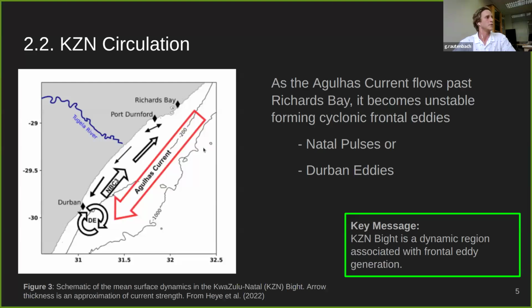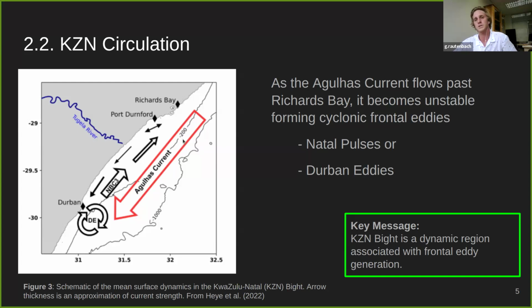The KwaZulu-Natal Bight is a section that falls between Richards Bay in the north and Durban in the south, where the coastline recedes and the continental shelf extends offshore. It forms a sheltered embayment with weak but variable surface currents.